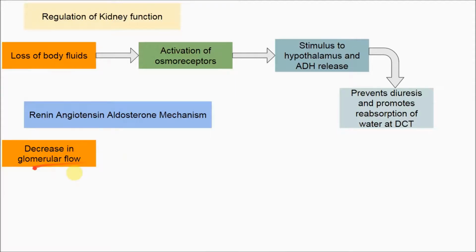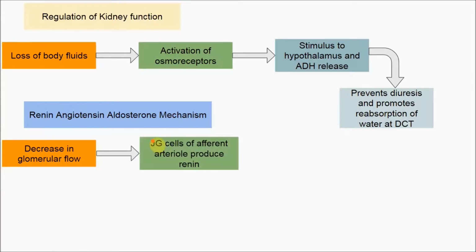What happens is that when there is a decrease in the glomerular flow, as you know, the blood enters the glomerulus by the afferent arteriole, right? So when the pressure decreases in the afferent arteriole of the glomerulus, special cells called JG cells, or juxtaglomerular cells, respond. Remember, the JG cells are present in a special apparatus in the afferent arteriole called the JGA, or juxtaglomerular apparatus. The juxtaglomerular apparatus has these juxtaglomerular cells.